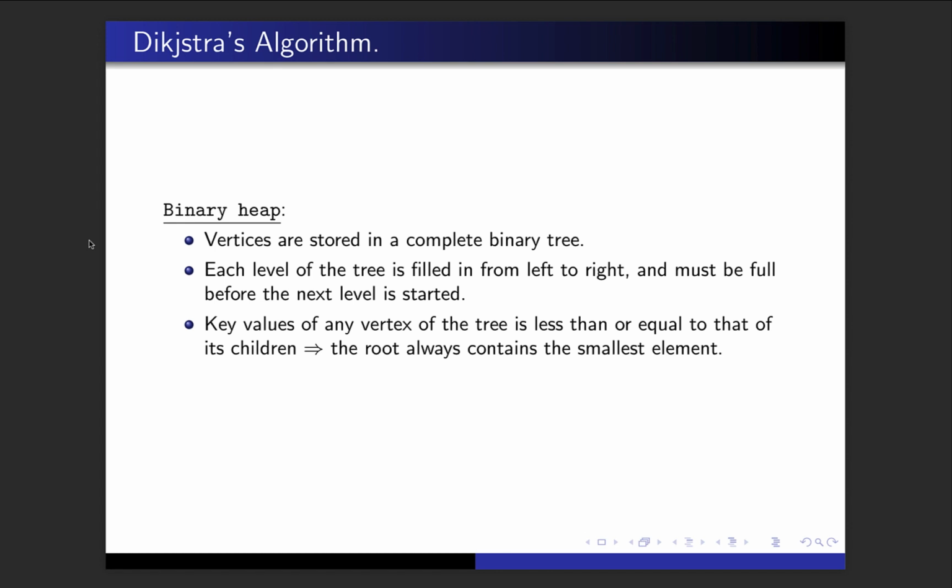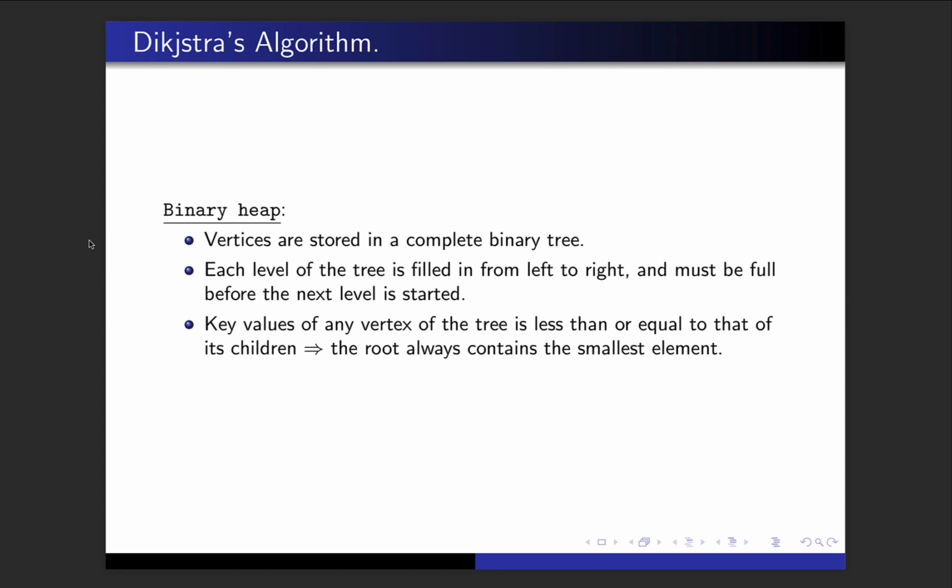This is a classical data structure. And what is a binary heap doing? Well, it's keeping track of my vertices in the fashion of a complete binary tree. What is a complete binary tree? It's simply a tree in which every vertex has two children. And the way we store the vertices in this complete binary tree is by filling the tree from left to right, one level at a time, until that level is full.